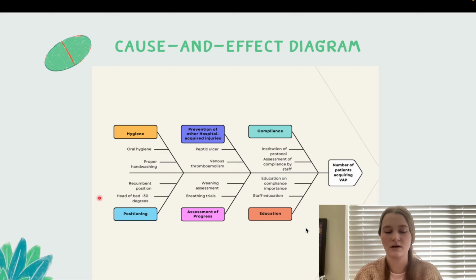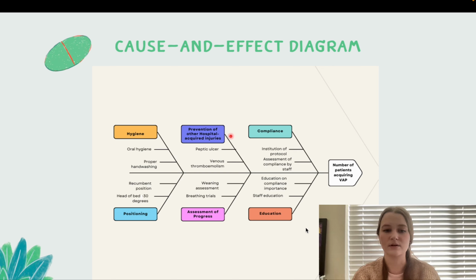For positioning, we have the recumbent position as a way to help reduce VAP, and it has been shown that increasing the head of the bed to above 30 degrees helps to reduce instances of VAP in patients who are ventilated.